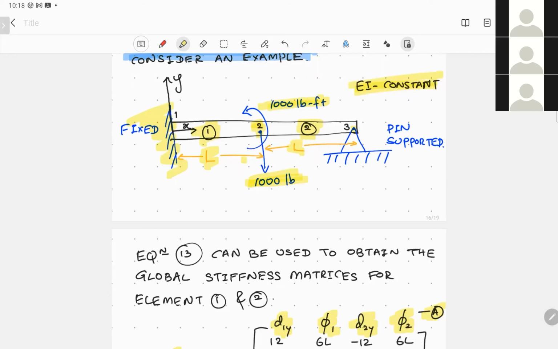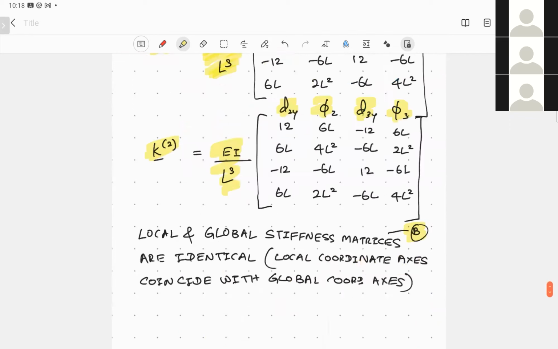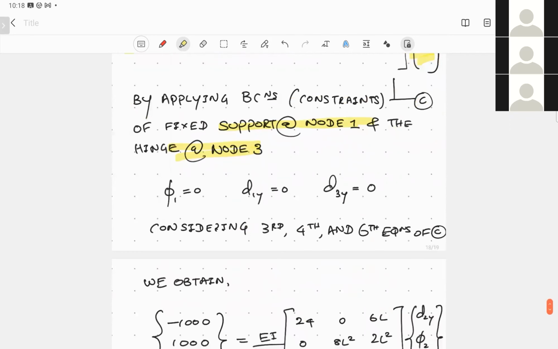And what is the boundary condition at node 3? Since it is pin supported, it cannot move. It cannot have a transverse displacement in the y direction. So let's try to denote this. At node 1, it is fixed, no rotation, no transverse displacement. At node 3, it is pin supported, no transverse displacement. These are the boundary conditions.